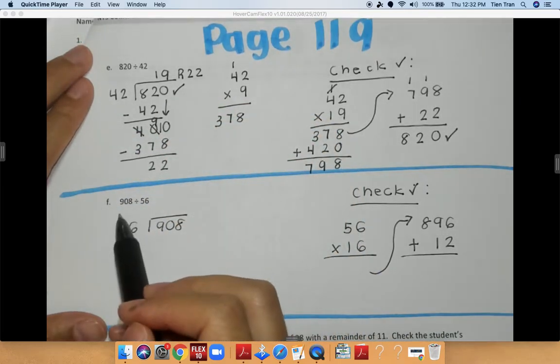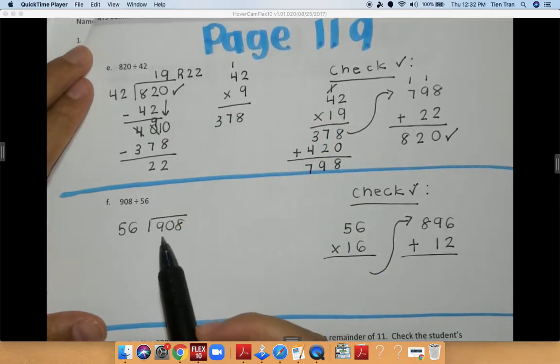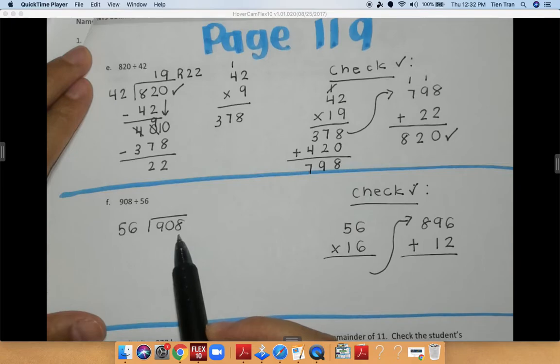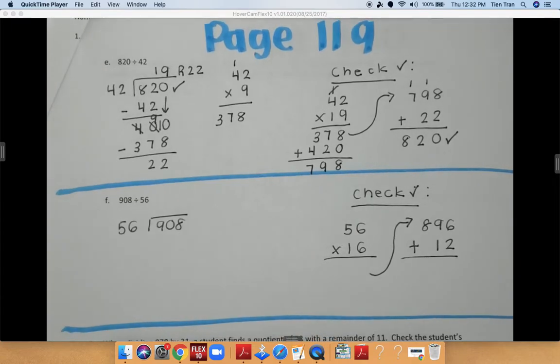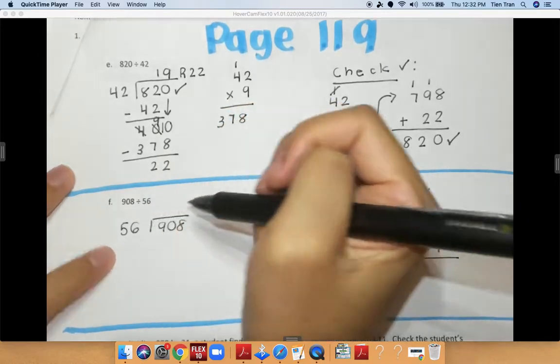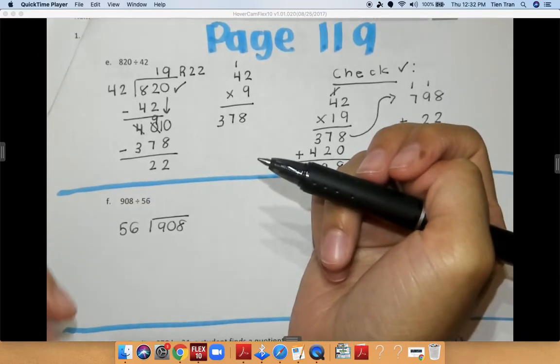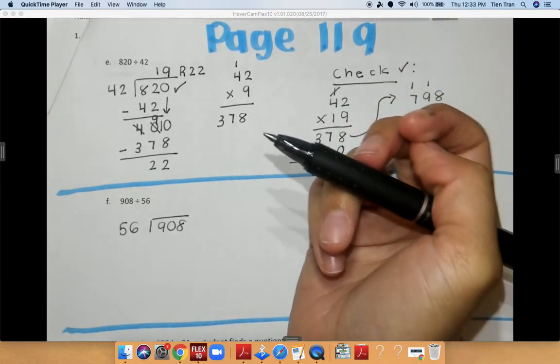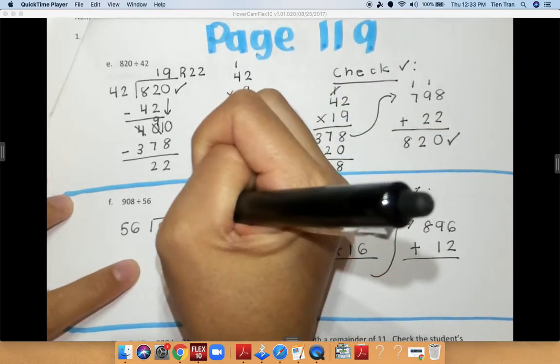Now, I have 908 divided by 56. 908 is going to be your number that goes inside your dividend, and 56 is your divisor, which goes outside. I need to figure out in my head how many times can 56 go into 908 or into 90. In this case, I know that if I do double 56 times 2, it will be over 100 because 50 times 2 is 100. So I'm going to try 1.